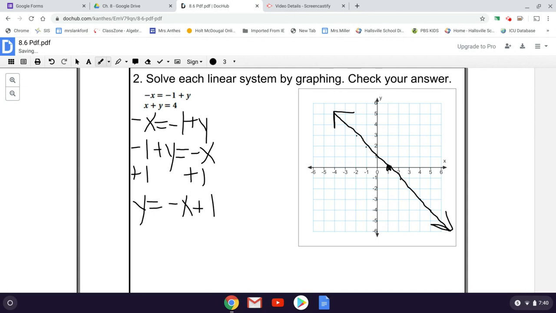Okay, so then the next equation, x plus y equals 4. I'm going to try to get y by itself, so I need to subtract x. So I would have y equals negative x plus 4. Again, put a point at the y-intercept, which is at 4. Go down 1, right 1. I can also go up 1, left 1, and I'm going to draw a line through that.